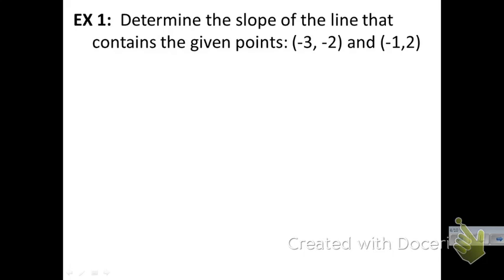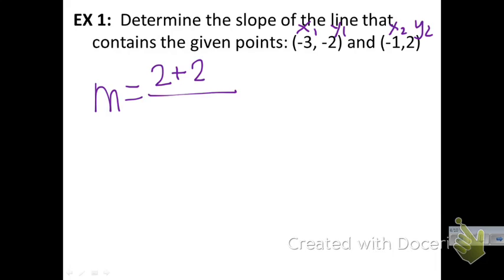So example 1 says determine the slope of the line that contains the given points. So we're just going to use our slope formula, and remember this is x1, y1, x2, y2. We'll take our y2, 2, minus our y1. That will become plus 2 because it's minus a negative, over x2 minus x1, minus a -3 becomes plus 3. And we get 4 halves, which reduces to 2.